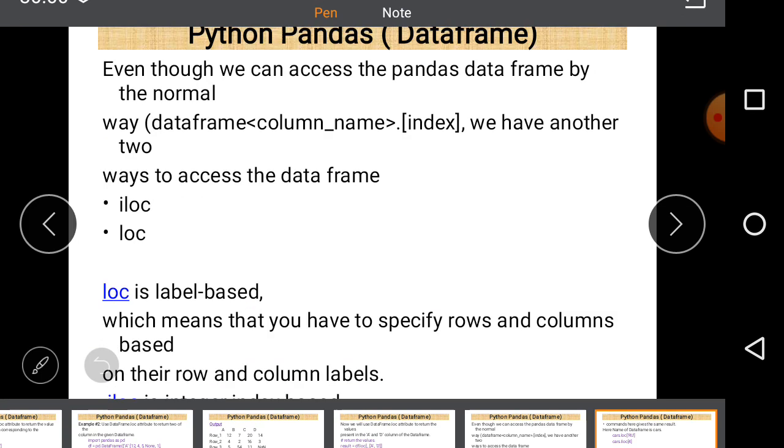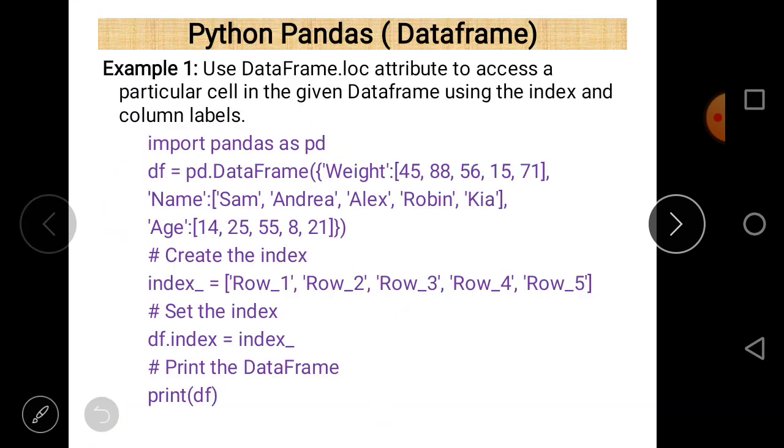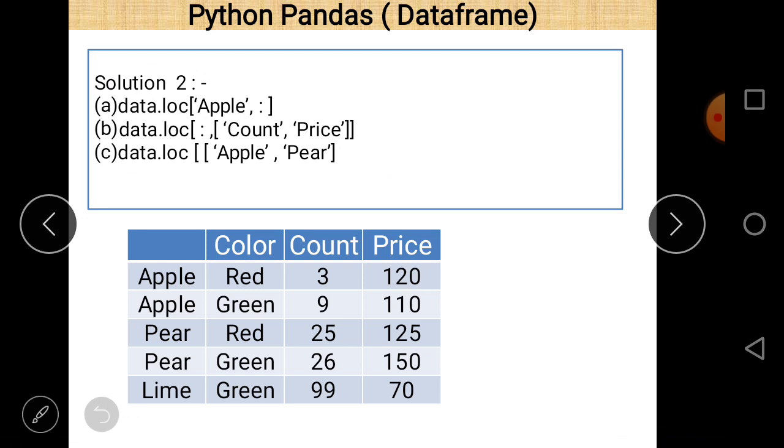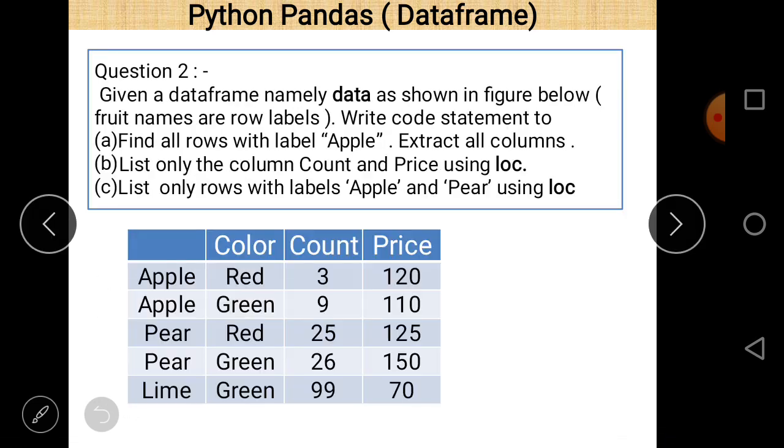Now, there is a question based on the LOC attribute. There is question number 2. Given a data frame, namely data, as shown in the figure below, fruit names are row labels. Write code statements to find all rows with label apple, extracting all columns, and list. The second part is to list only the columns count and price using LOC, and the third part is to list only rows with labels apple and pear using LOC.